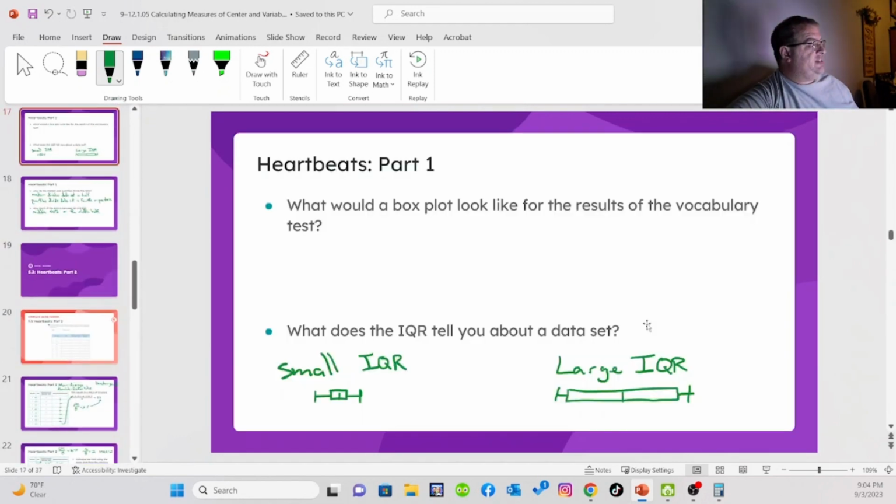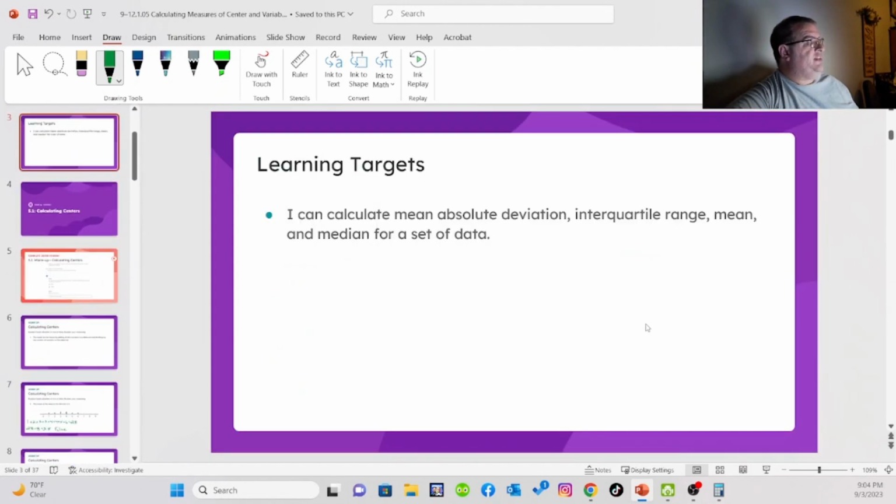So just to finish up with, I want to go back to the learning target. This is what you want to be able to say, you are confident you can do this. So if you are confident you can calculate the mean absolute deviation, the interquartile range, the mean, and the median, then you are good to go for this lesson up to this point. You're on track for doing really well on the end of unit assessment. So good job.